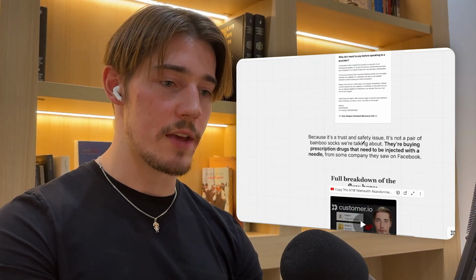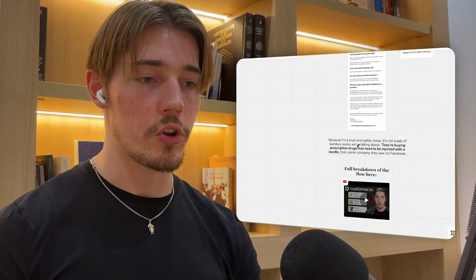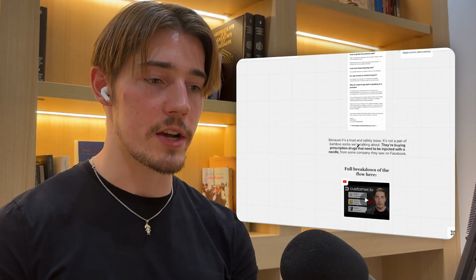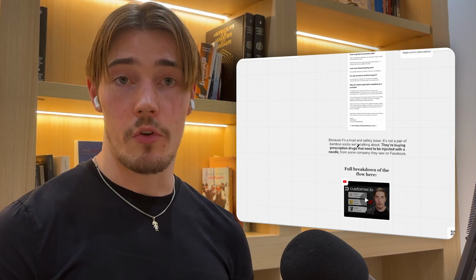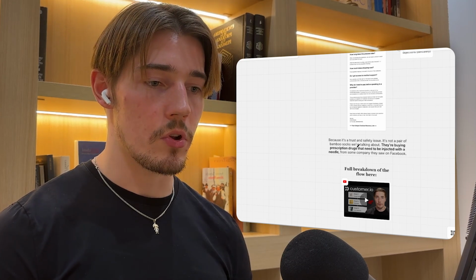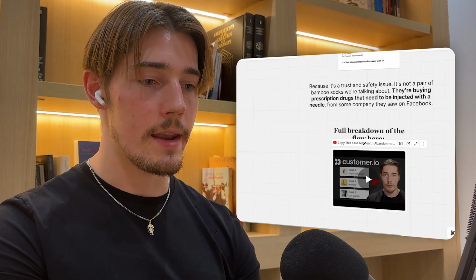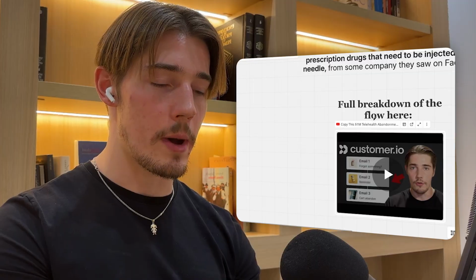Because it's often a trust and safety issue. It's not a pair of bamboo socks we're talking about here compared to, let's say, traditional e-commerce. We're not talking about apparel, we're talking about actually buying prescription drugs that need to be injected with a needle, a big scary needle, and you have seen this from some company on Facebook ads or something. It's a little bit different dynamic and you need to account for that when you're doing these flows. And if you want to look at the full breakdown of this flow, I have a video specifically about it, so you can click it from here and go watch.